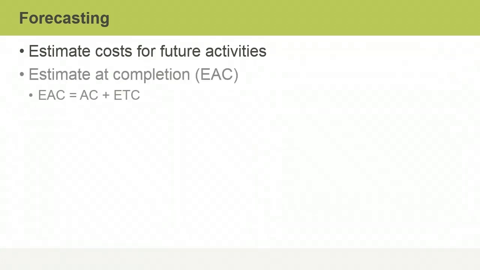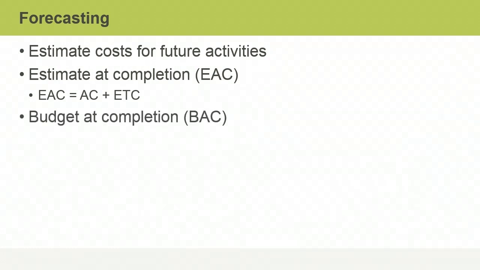Forecasting uses a value called the estimate at completion, or EAC. This is an estimate of the total cost to complete the project based on what it has cost so far and on a forecast of what remaining work will cost. Typically, the EAC includes the actual costs incurred for work completed, plus an estimate to complete, or ETC, for the remaining work.